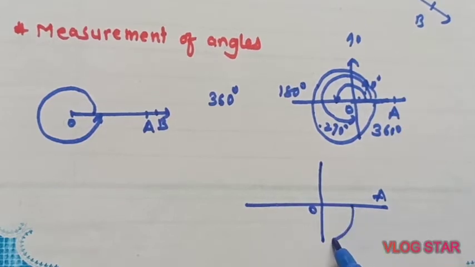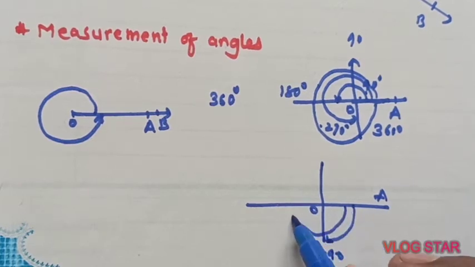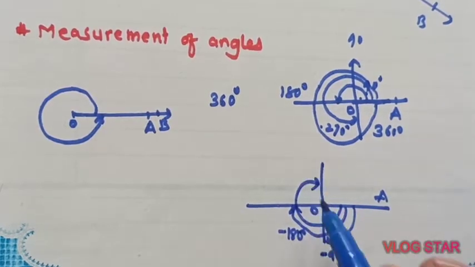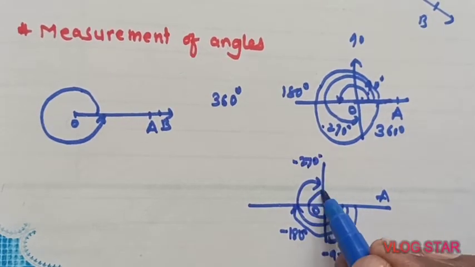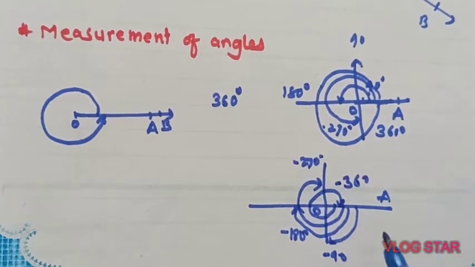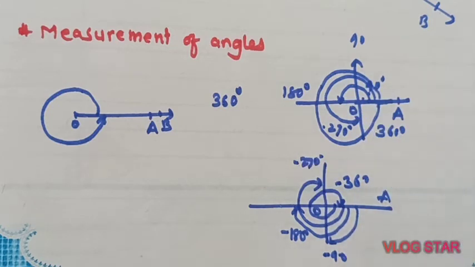Then this is OA. So from this side, this would be negative 90 till here. If you go till here, half rotation, it would be negative 180 degree. If you go further till here, this would be negative 270 degree. And finally, if you come back to the original position, this is negative 360. So if you go clockwise, your angles are measured in negative degree, and when you go anti-clockwise, the angles are measured in positive degree.